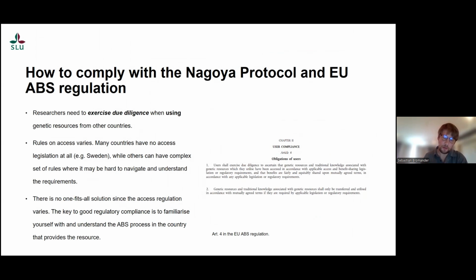paragraph for this is Article 4 in the EU ABS regulation, and that is the same for all EU. So this is not only for Swedish researchers. I would say all EU countries have to follow this, and it is that the users shall exercise due diligence. For me, there are two things. The first thing that I check here is, okay, what is a user?